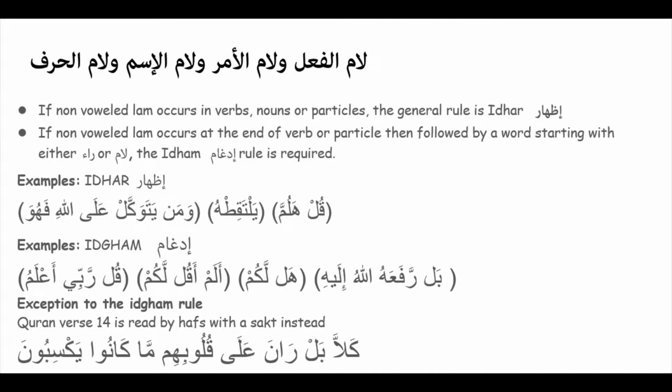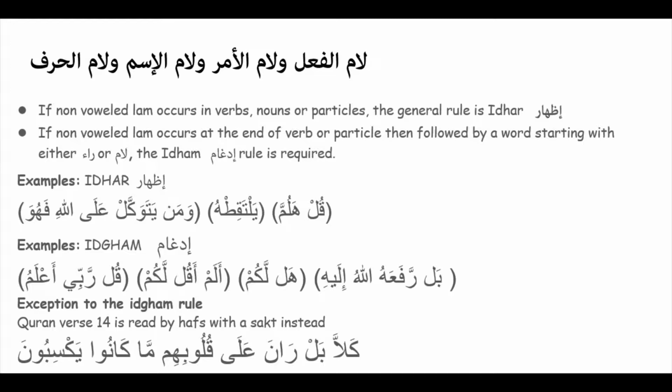If lam sakina also occurs at the end of a verb or particle, and is then followed by a word starting with either ra or lam, the rule is idgham. So these four lams also have two possible rules, which are idhar and idgham. We have idhar when the lam occurs in verbs, nouns, or particles. That is the general rule.